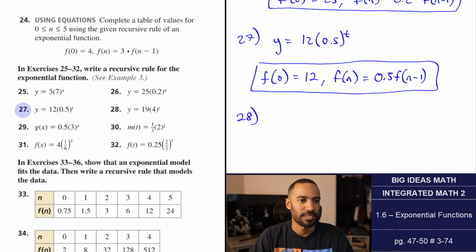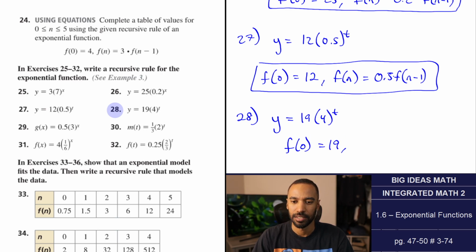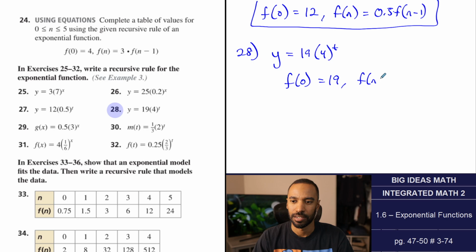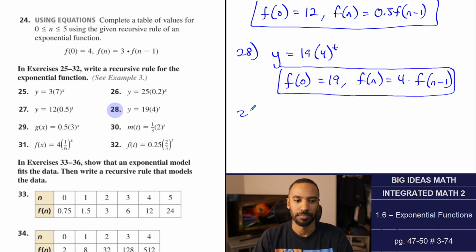Number 28. Y equals 19 times 4 to the t power. This will be f of 0 equals 19, and f of n equals 4 times f of n minus 1. They're saying starting from 19, do that over and over.